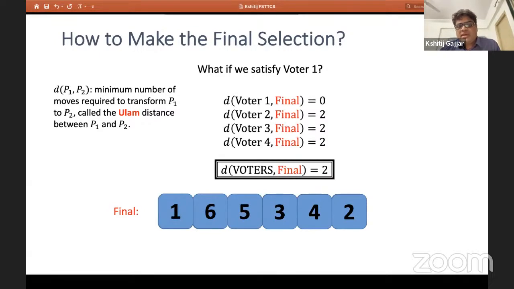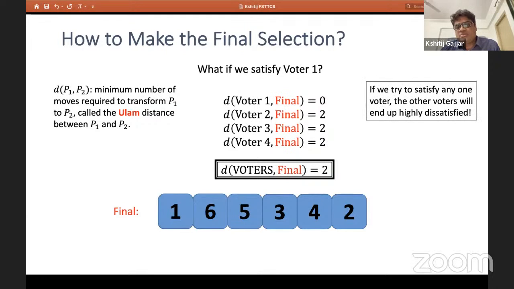Okay. Now, in our scenario, we tried to satisfy voter number 1, and all the other voters were dissatisfied. And you can try this for other voters too. If you try to satisfy voter number 2, then 1, 3, and 4 will be dissatisfied, and so on. Now, the voters cannot complain in the sense that, for the final selection, they say that they are fine. Maybe 1 move is required to get there, but 2 moves is too much. So can you have an optimal solution?